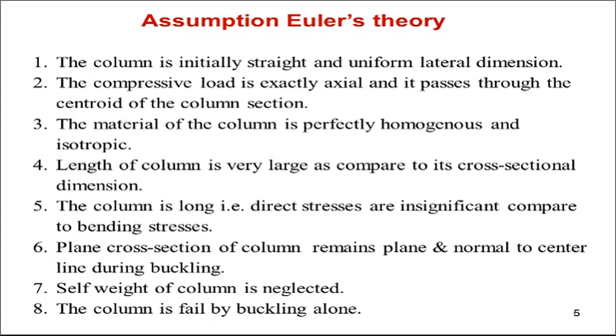Self weight of the column is neglected. This is also one of the assumptions. The column fails by buckling only. That's why we use Euler's theory for the long column. These columns are subjected only to buckling load, and that's why they fail only by buckling.